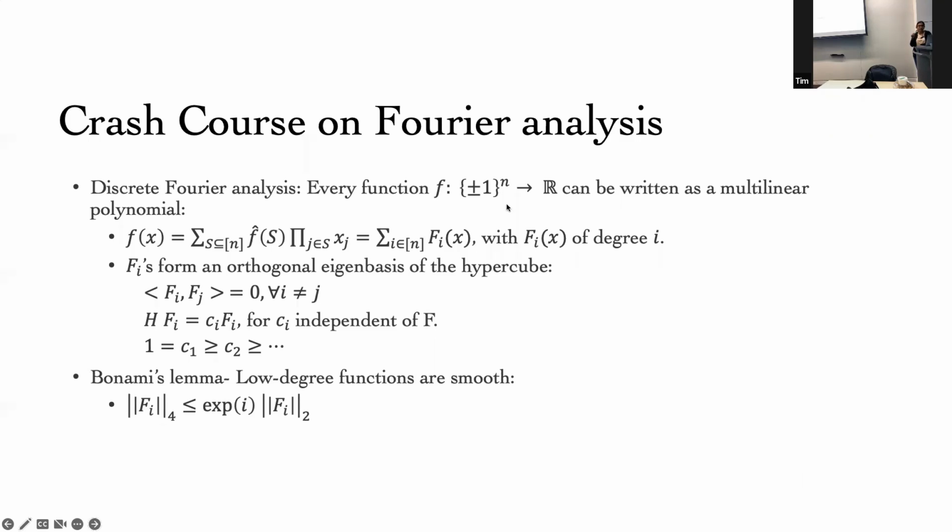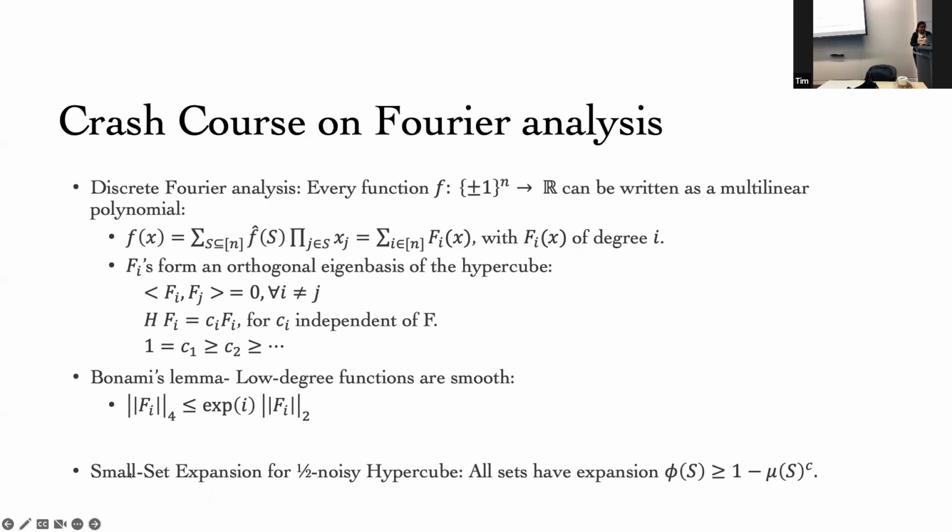So for example, fi cannot be very concentrated on a few vertices of the hypercube. The function fi cannot assign a few vertices to be 1 and everything else to be 0, because in that case, the L4 norm would be much larger than the L2 norm. So it's saying that the functions fi are well spread out across all the vertices. And in fact, this lemma is not so hard to prove. It follows by expanding out things and doing the right induction.